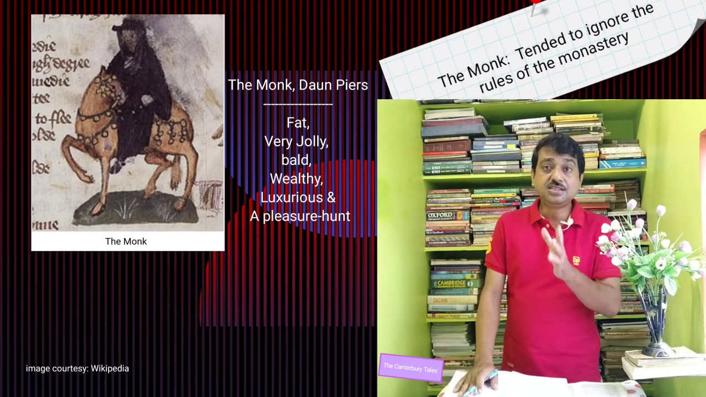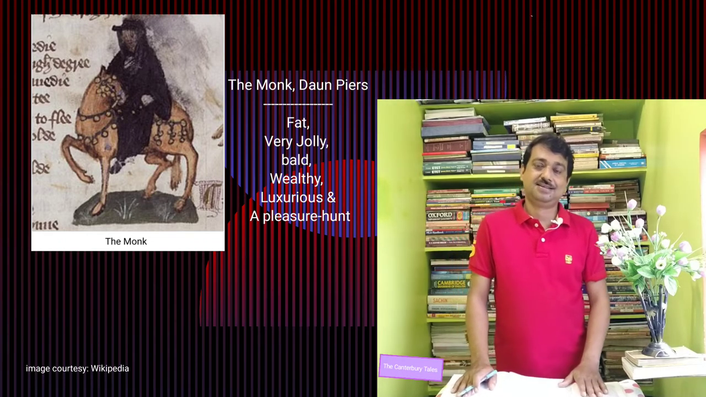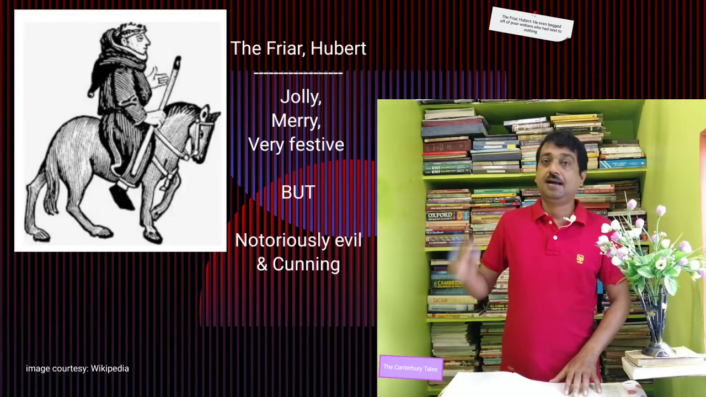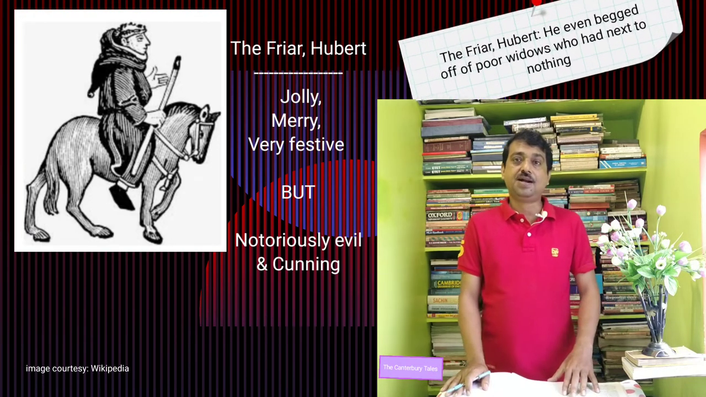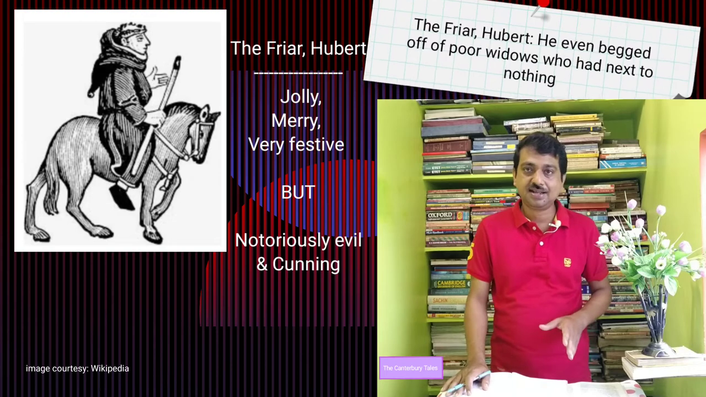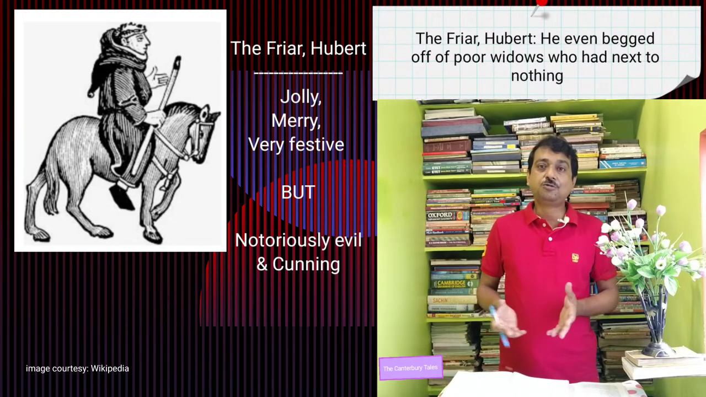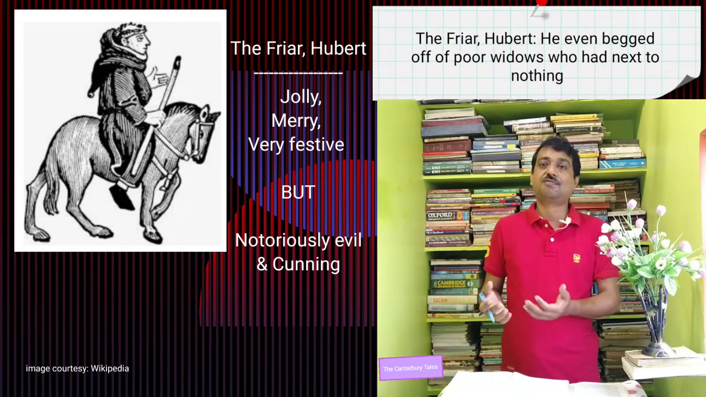Instead, he is wealthy, luxurious, and a pleasant hunter. The friar, Hubert, is an example of absolute corruption who thought that instead of weeping and prayers, man ought to give silver to the poor friars.